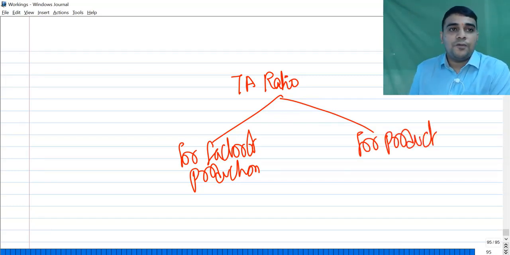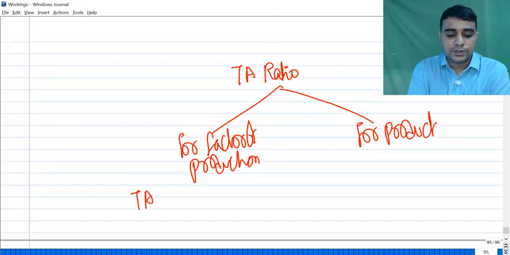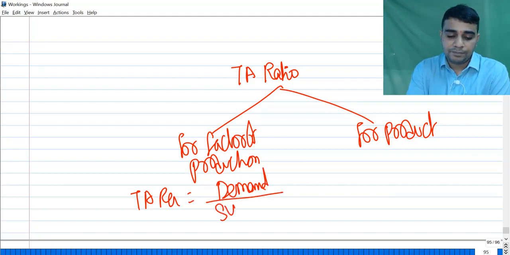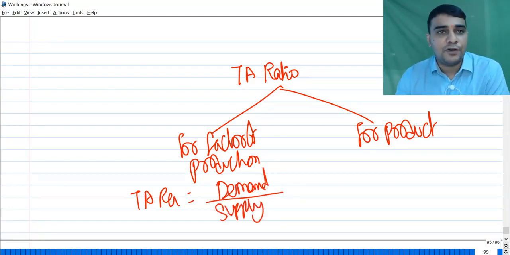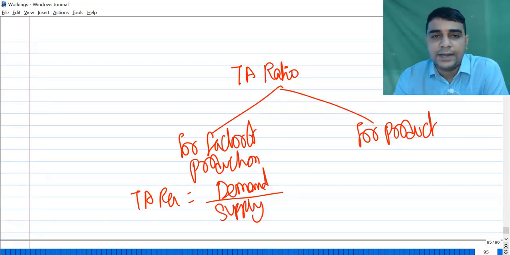And one you will calculate for product. For factor of production, the formula is TA ratio is equal to demand by supply. It's not demand of product by supply of product, don't link, because one student in the past batch asked, should I take the demand of the product divided by the supply? Supply means how much you can manufacture. As per the formula, that has no linkage. This is demand of men divided by supply of men.